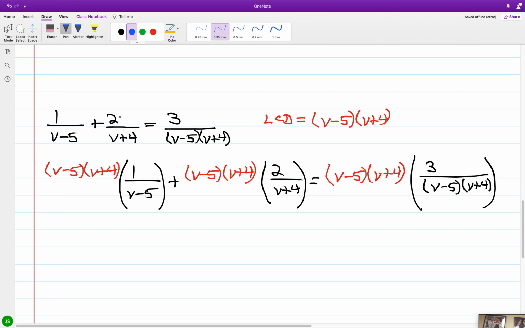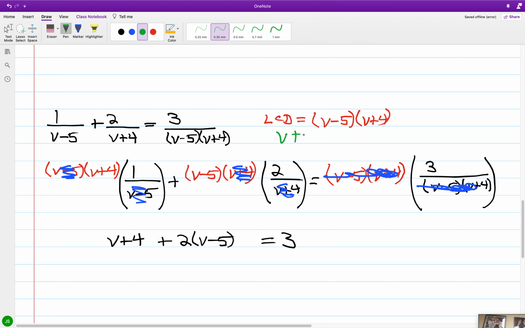So in the reduction, for the first ratio, v minus 5 is going to go out. Next, v plus 4 is going to go out. And for the last ratio, we have the complete cancellation of the least common denominator. So for the terms that remain, you have 1 times v plus 4, and we have 2 all over the quantity of v minus 5, is equal to 3. And before I go any further, let me mention the restrictions: v minus 5 cannot be 0, so v cannot be 5. Also, v plus 4 cannot be 0, so v cannot be negative 4.